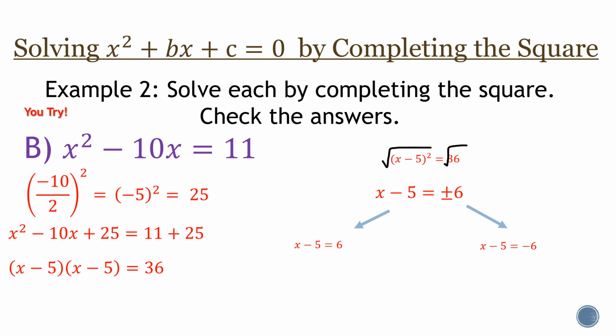I have to get x by itself. So for the left of x minus 5 equals 6, I'm going to add 5 to both sides because I'm doing the inverse of subtraction, in which case I should have x equals 11, which is one of my solutions. And on the right equation, I'm going to add 5 to both sides, and I should have x equals negative 1. I have found both my solutions of 11 and negative 1, which are also my x-intercepts, or even zeros if you want to call them.